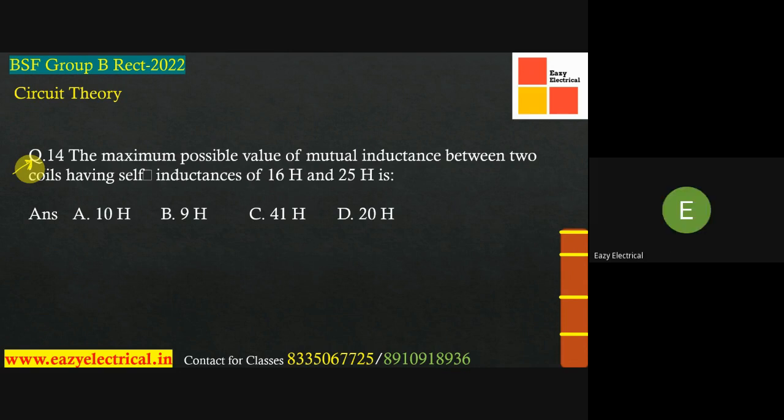So try and determine the value of mutual inductance, where the self inductances are given to be 16 Henry and 25 Henry.